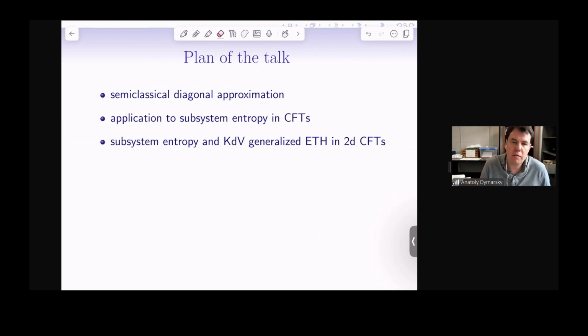But if that is covered, then we will try to apply this method to CFTs. And then if time permits, I will try to talk about our recent paper where we actually did some calculations for two-dimensional conformal field theories, which we consider to be in the states with chemical potentials for additional conserved quantities called quantum KdV charges.